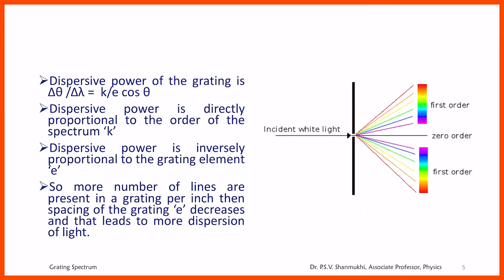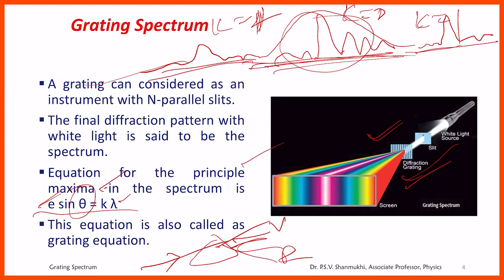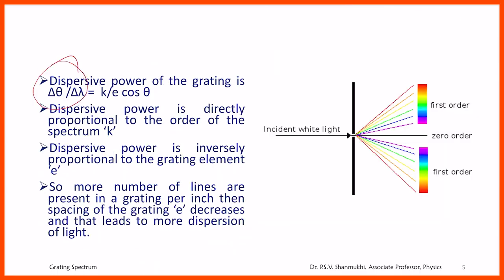Just observe. For the dispersive power, e sin theta equal to k lambda is called the grating equation. This is the condition for the principal maximum. Suppose you differentiate this equation, simply taking the variation. e is constant, differentiating sin theta you will get cos theta into d theta. k lambda: k is constant, so k into d lambda we get. Now I write d theta by d lambda, or delta theta by delta lambda. What we get here? k by e cos theta.